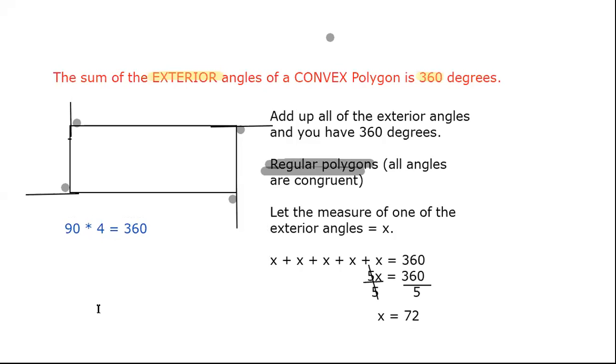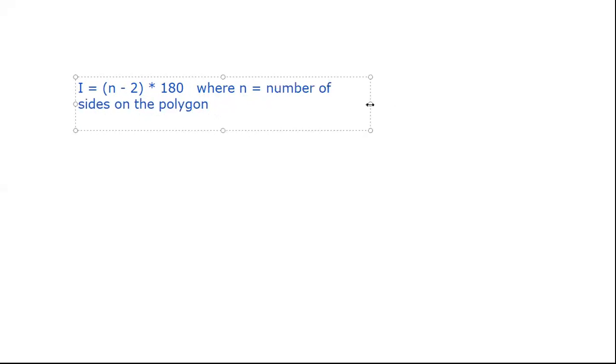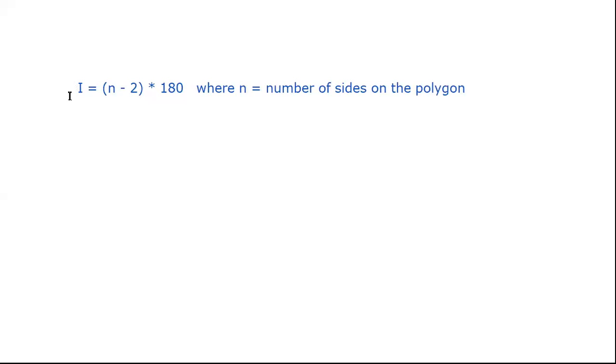Okay? All right. Now the next theorem that we have, the next property is having to do with the interior angles of a polygon. And we have a formula: n minus 2 times 180, where n equals the number of sides on the polygon. You're gonna need to remember that. It's gonna keep coming back through the entire class. Don't ever forget that. I is the measure of one of the interior angles, just one of them.